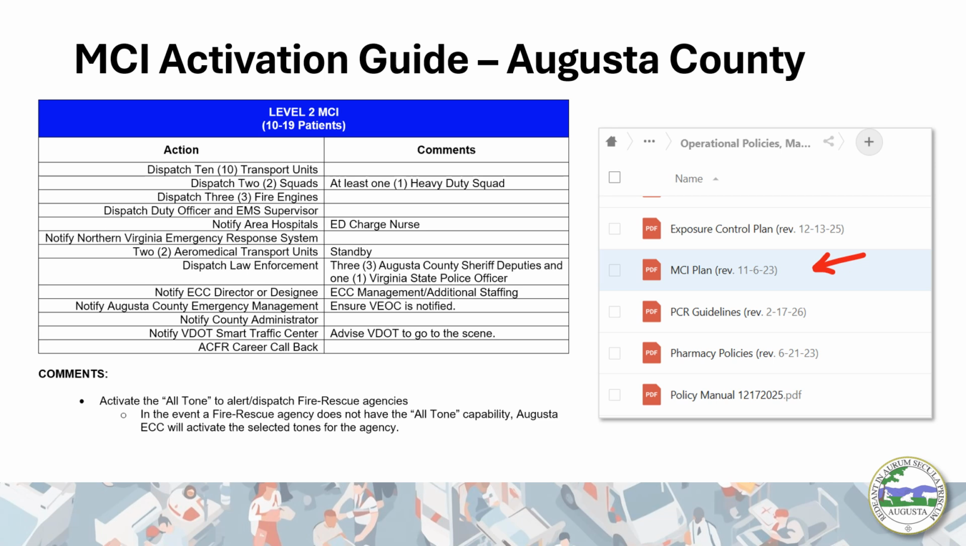The guide outlines the actions the Emergency Communication Center will take based on the declared level of the incident. That means once an incident is identified at a certain level, there are predefined steps already in place to support the response. On this slide, you're seeing the Level 2 guide as an example of how those actions are organized. While you're not expected to memorize every detail, all personnel should have a general awareness of the guide and, more importantly, know how to quickly access and reference it during an actual event.